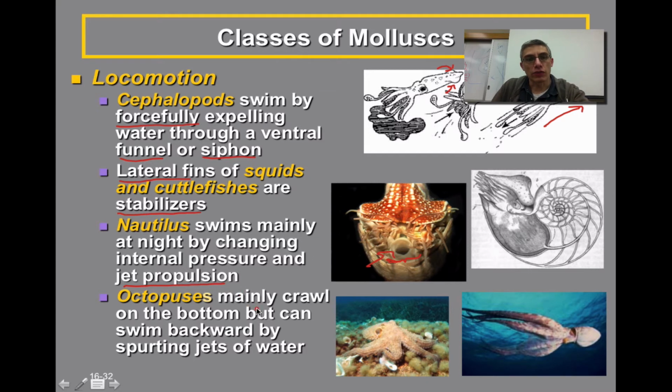Now the octopus is going to mainly crawl on the bottom, so these animals are going to be found in tidal pools or areas of shallow water, but there are actually some deep sea octopus as well. But they mainly crawl about.